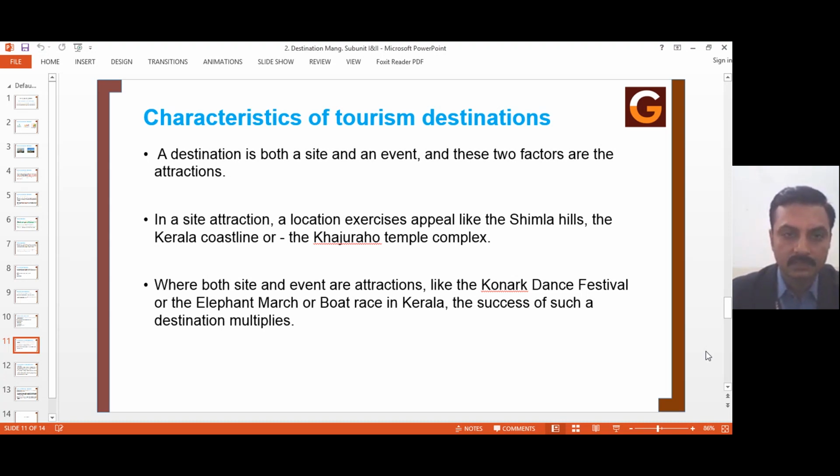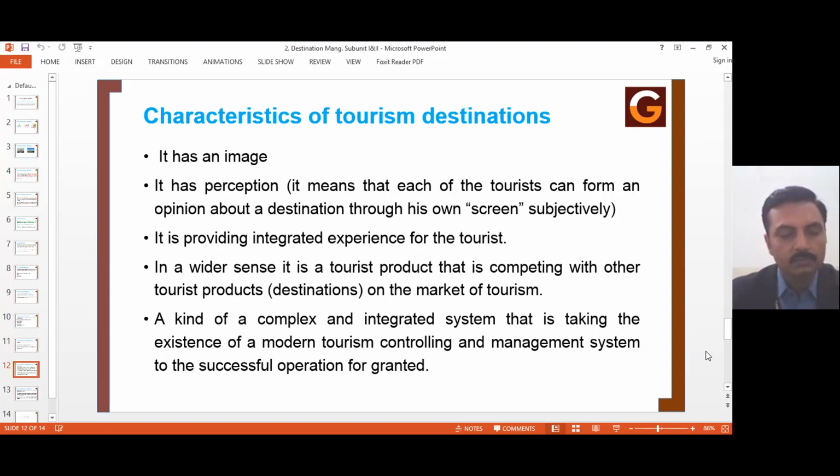It may be a particular site attraction, such as the coastline of Kerala, or the Khajuraho temple complex, or the Puri temples in Odisha, or the Simla Hills. If we take examples of events, we can say the boat race in Kerala is an event, or the F1 race which is happening in Andhra Pradesh on the Krishna River, that is an example of an event. Then the elephant march in Kerala. These are examples of events which also create a tourism destination, attracting a lot of tourists whenever they happen. So a tourism destination altogether will create an image, and it depends upon the perception of the tourist what kind of image they give to a particular tourist destination.